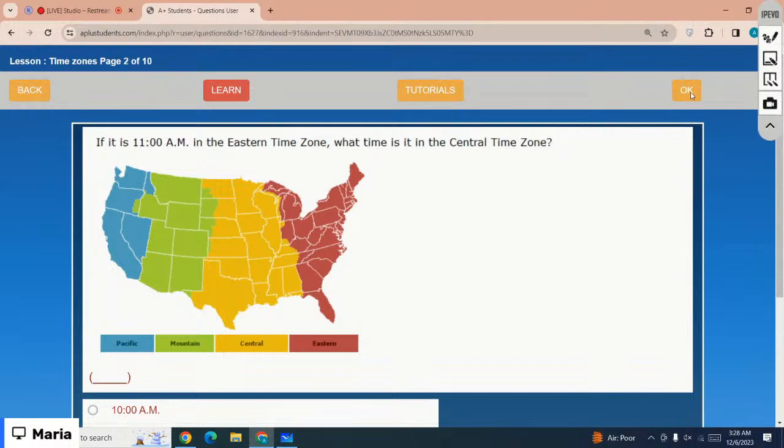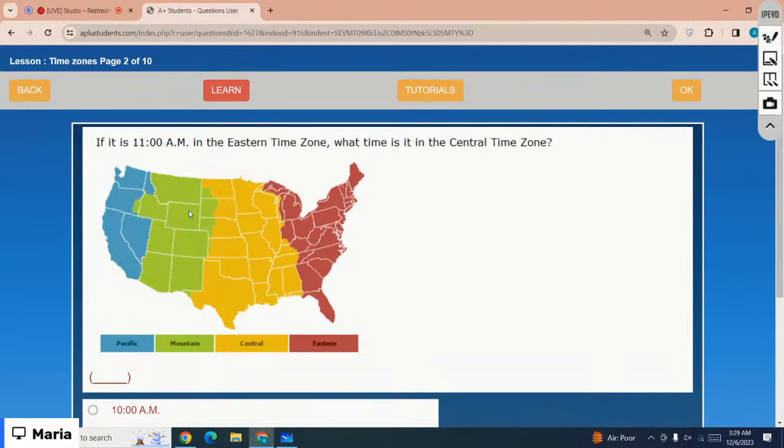So the questions we did up till now are Central and Mountain. You can see here is the Central zone and here is the Mountain zone, right? So the Mountain zone is 1 hour behind the Central. If it is 6 p.m. in the Central zone, that means in Mountain it is 5 p.m., because that is 1 hour behind, right?